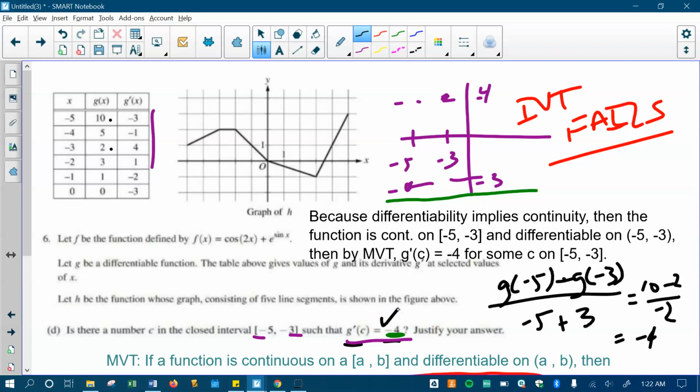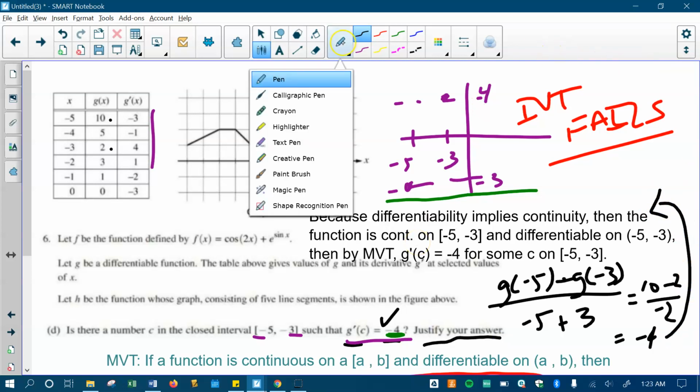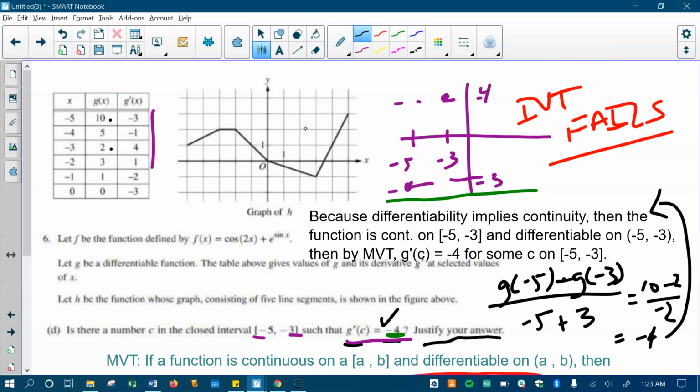So that's great. Now to justify your answer, that's the lengthy part. We have to say, because of differentiability, notice we have to mention differentiability because the MVT is not applicable if the function is not differentiable. And it does say that the function is differentiable right here. So because differentiability implies continuity, and we need continuity and differentiability, the function is continuous on the closed interval negative 5 to negative 3, and differentiable on negative 5 to negative 3. Then by the MVT, g prime of C definitely equals negative 4 for some C on that closed interval.